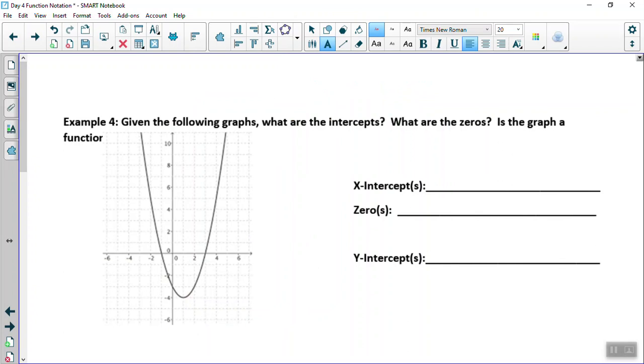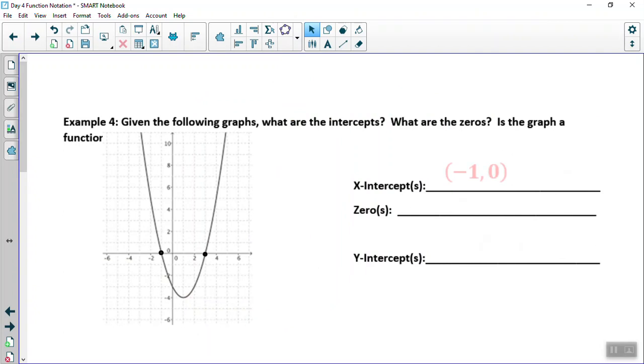So first our x-intercepts. So take a look at this and how many times does this cross the x-axis? It actually crosses twice. We see it cross once right here. And we see it cross again over here. Okay, so we have two x-intercepts, so we're going to write both of them down. It looks like I have -1, 0, and then 3, 0.